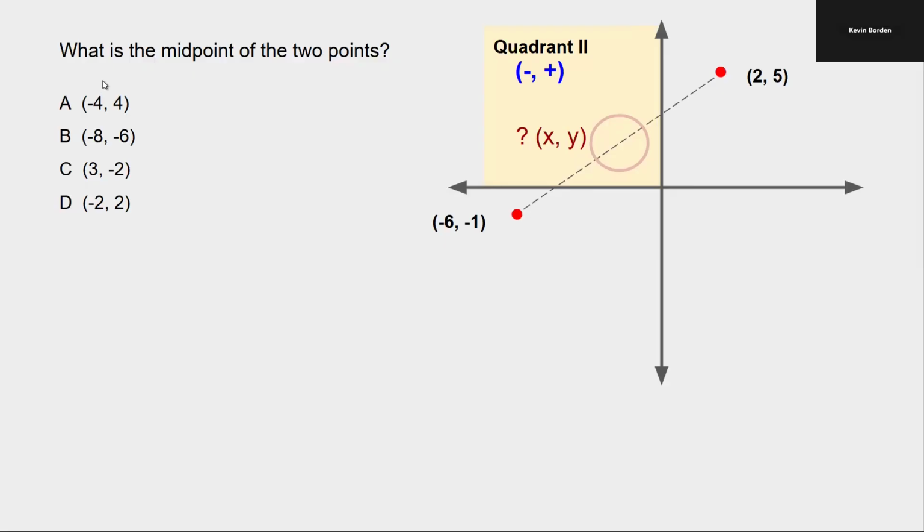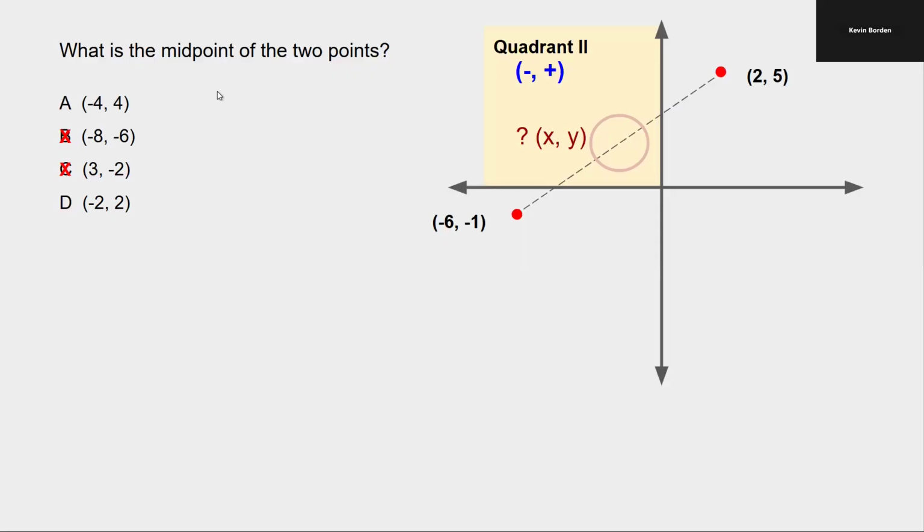When we look at our answers over here, we will notice that answer A has a negative x and a positive y. That's okay. But B has a negative x and negative y. That cannot be the correct answer. And C is positive 3 and -2. That can also not be in quadrant 2. So we can rule out answers B and C, and that is always helpful when we can limit the answers that we're looking for.